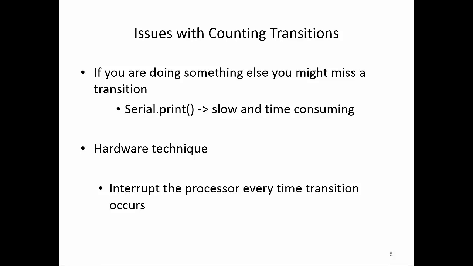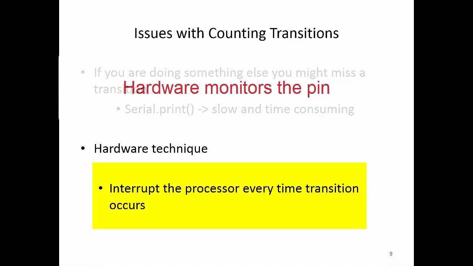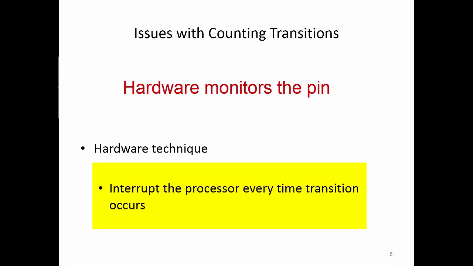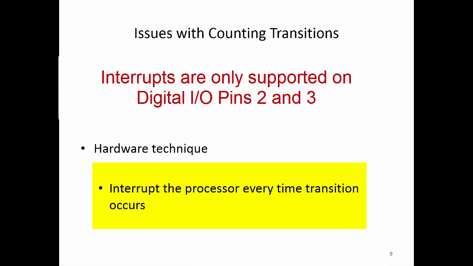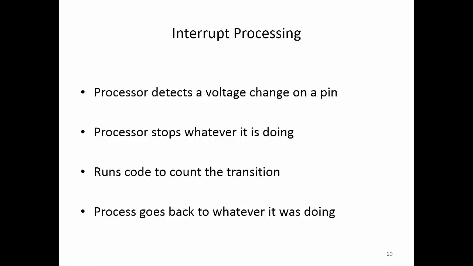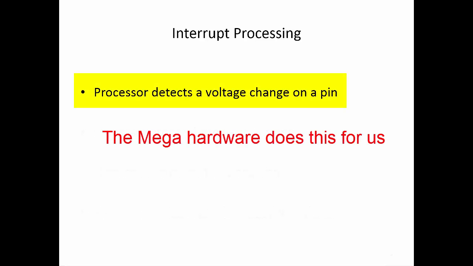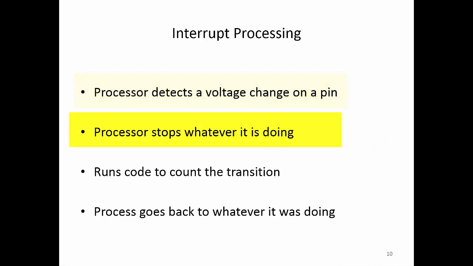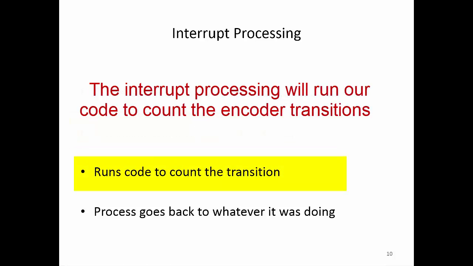The technique we're going to use is called interrupts. Interrupts allow us to monitor the pin while we do other things. The processor that we're using supports 2 interrupts, and we will use 1 interrupt for the left encoder and 1 interrupt for the right encoder. The way the interrupt works is, as the processor is moving along, if it detects a voltage change on our pin, so the pin that we have, let's say, the left encoder attached to, the processor will stop whatever it's doing. So it could be doing a serial print, it could be doing something else. It will then save what it was doing, and move immediately to some code for us, which will just count that transition.